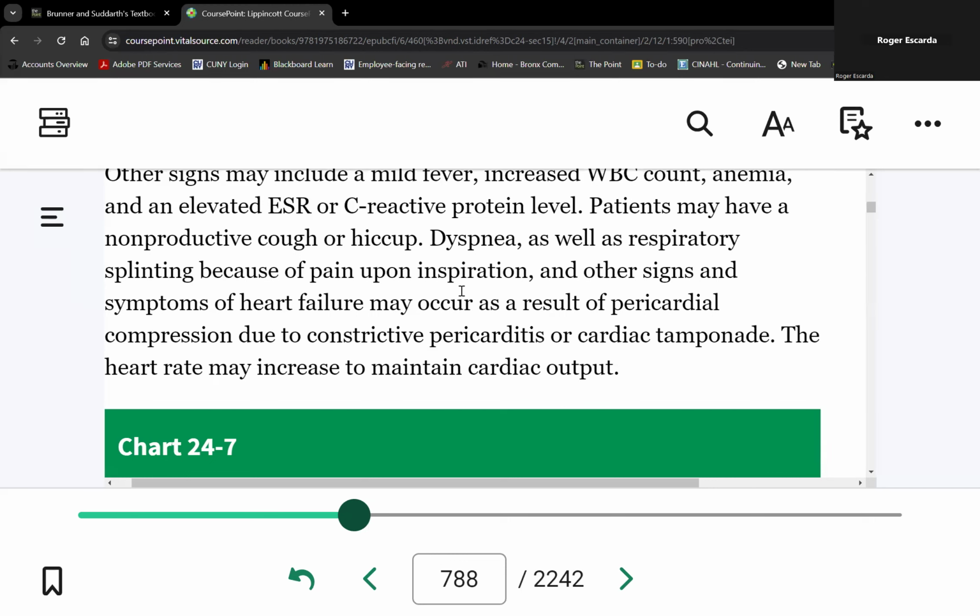Neck vein distension, muffled heart sounds, hypotension. Okay. Tachycardia, there will be tachycardia, of course, because cardiac output drops, right? Yeah, there will be tachycardia as well.